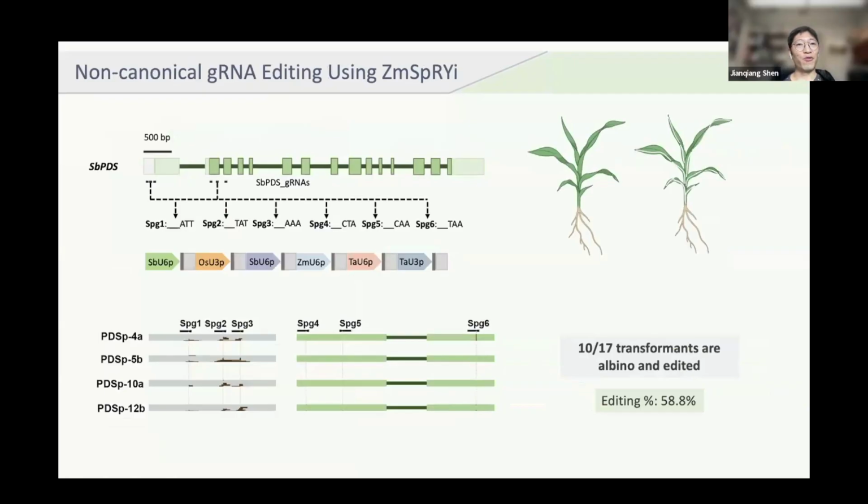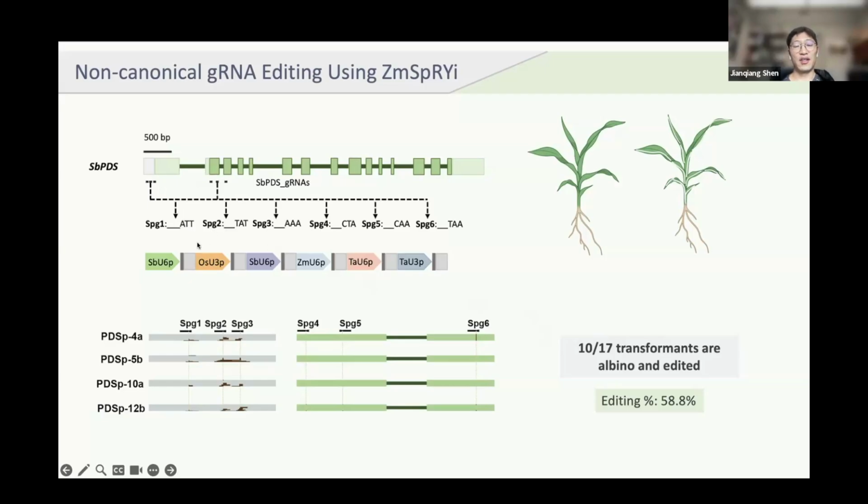For Sprite, there's one benefit: it can be used as an editor for AT-rich regions, and we know that AT-rich sequences might be in the promoter or the untranslated region. So we designed 6 guide RNAs targeting the PDS promoter as well as exons, and all of them end up with an AT, which is pretty good.